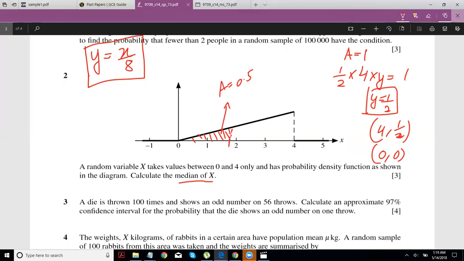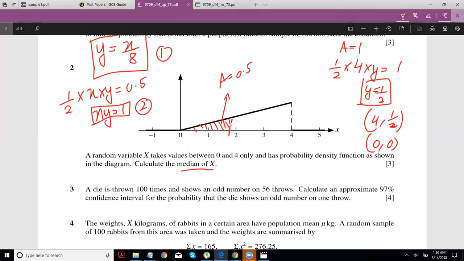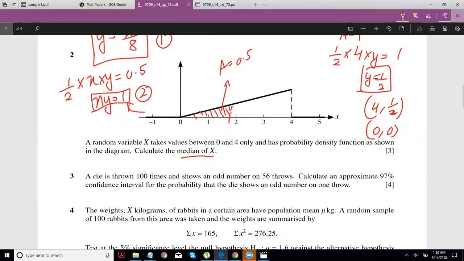So for 0.5, again, we simply use the formula for the area of a triangle, half into base. We don't know the base, we take that to be x, into height. We don't know the height, so we take it to be y, and you get xy is equal to 1. Now you have an equation. In fact, you have two equations. You can call this equation number 1 and equation number 2, both of which show the relationship between x and y. And you need to find out x and y in this case, where the product of x and y gives you 1. So you'll just simply solve these two equations simultaneously.